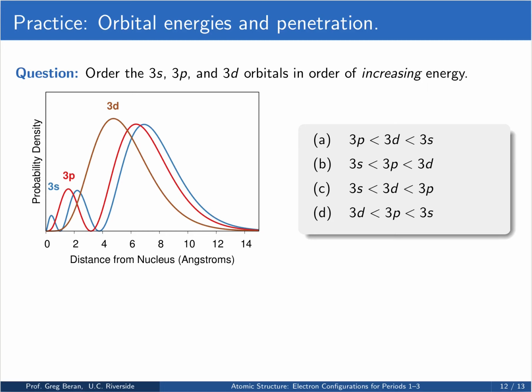Let's try a practice problem. Order the 3s, 3p, and 3d orbitals in order of increasing energy, that is, from the most stable to the least stable. Pause the video, attempt the problem, and resume when ready to hear the solution.